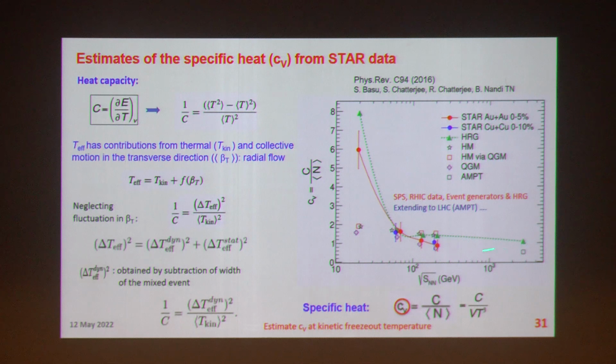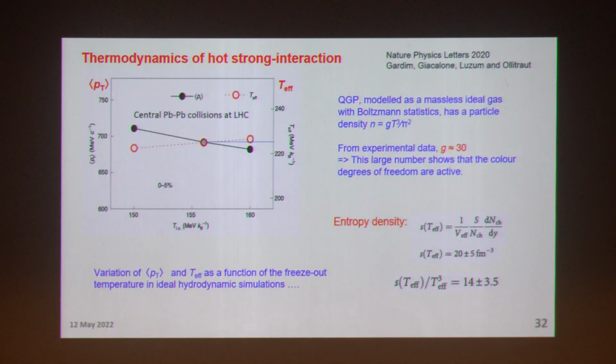This is an HRG calculation. There are some data, and a good group from China also gave some model. We use their model, so we get a specific heat as a function of energy. Now, both at the LHC and RHIC, we have students in place to work on these two topics.